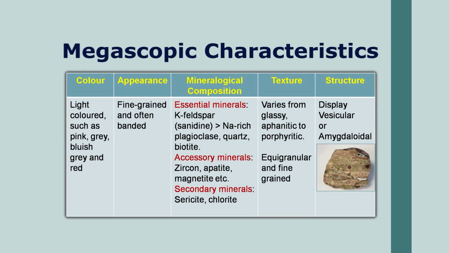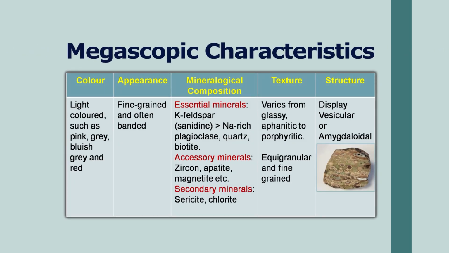If we go for the megascopic characteristics of rhyolite, it happens to be a light colored rock, but may rarely display pink, bluish, grey to reddish color as well. Appearance wise, this is a fine grained rock as it is a volcanic rock, and can also often show bands in them, because this is associated with magma flow. So, the bands are the result of the flow direction.